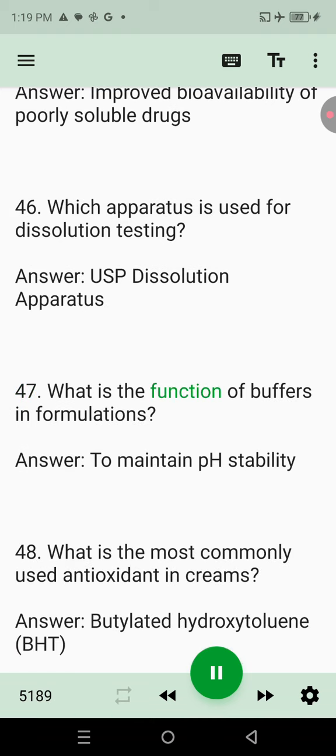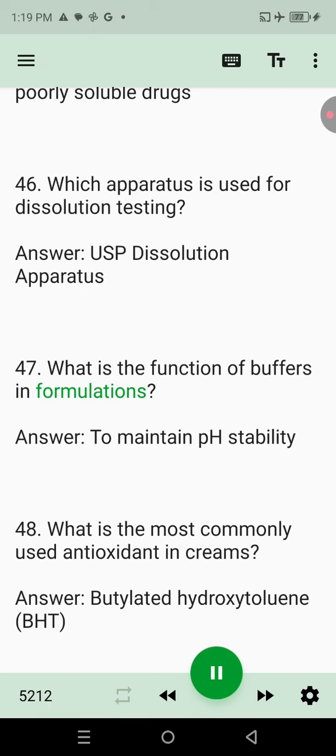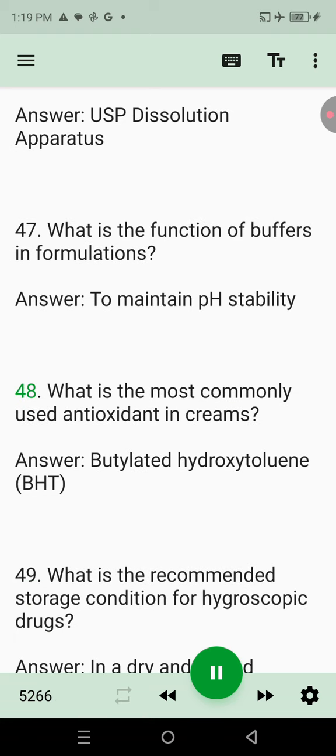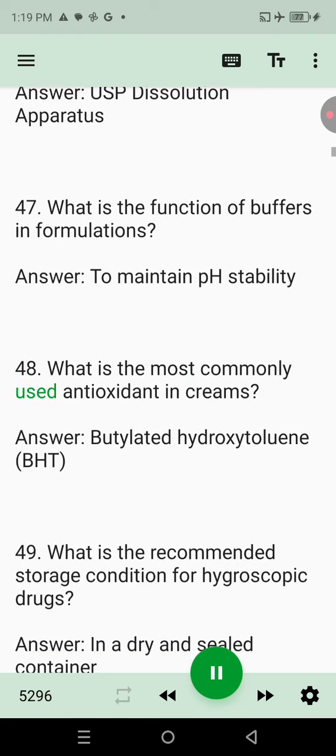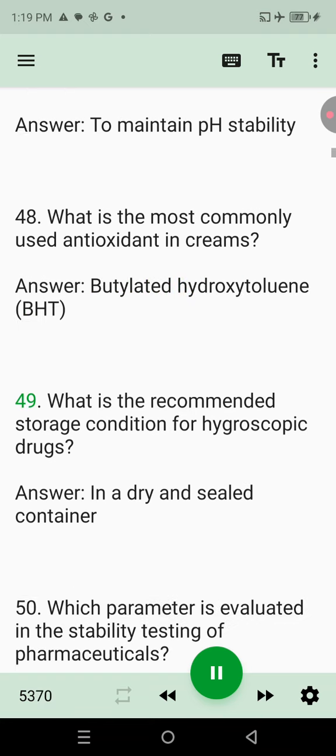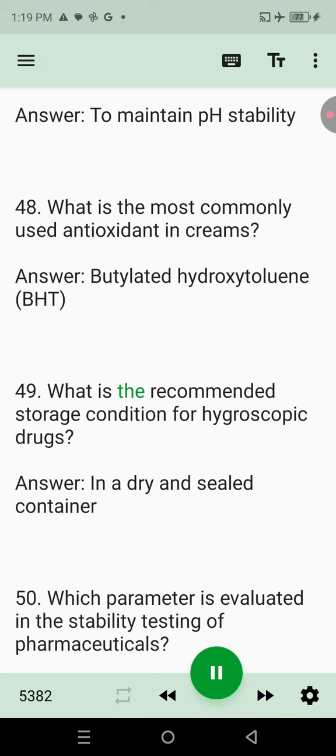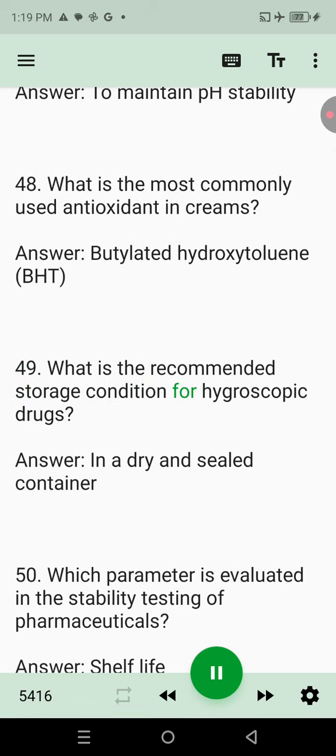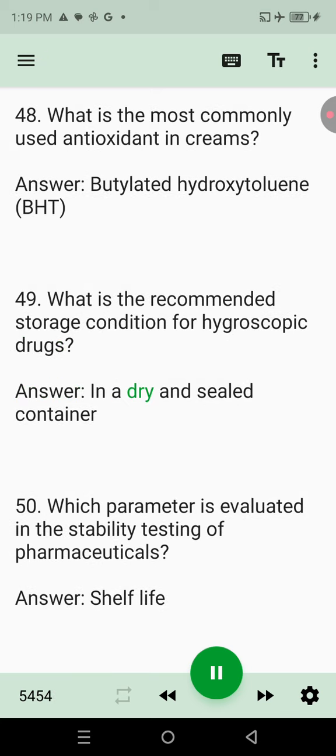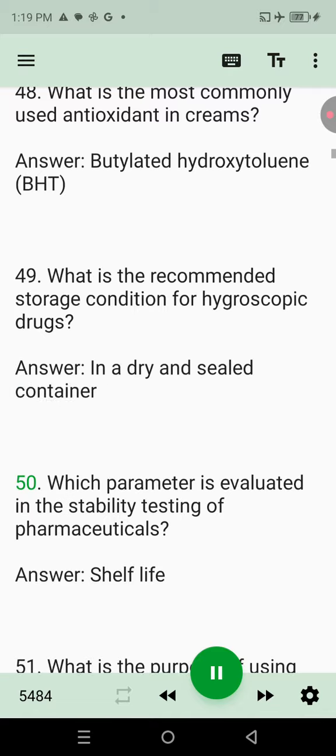47. What is the function of buffers in formulations? Answer. To maintain pH stability. 48. What is the most commonly used antioxidant in creams? Answer. Butylated hydroxytoluene, BHT. 49. What is the recommended storage condition for hygroscopic drugs? Answer. In a dry and sealed container.